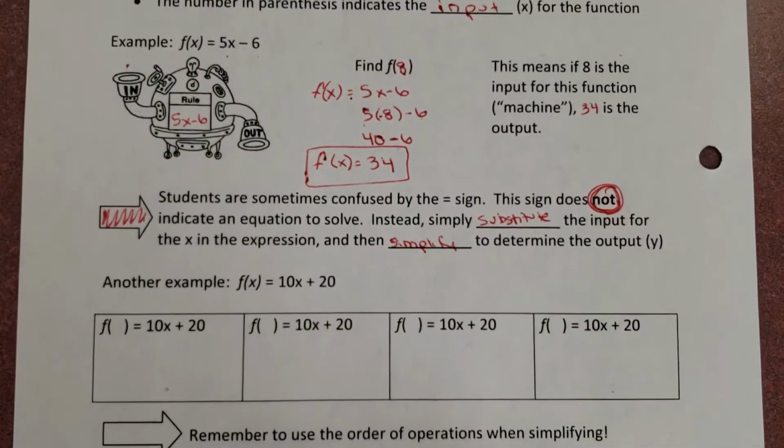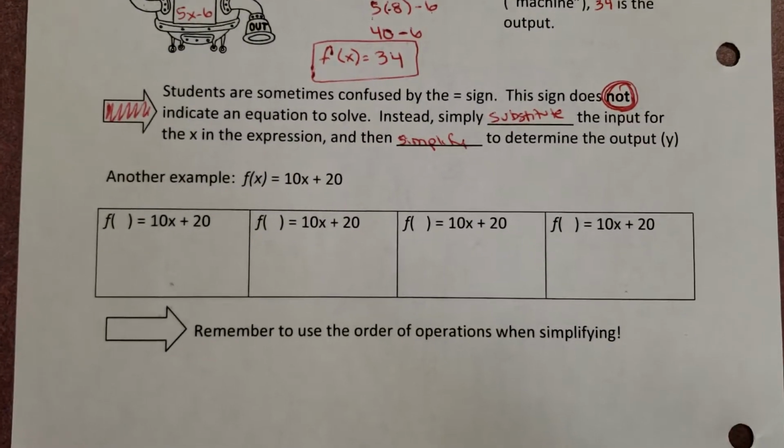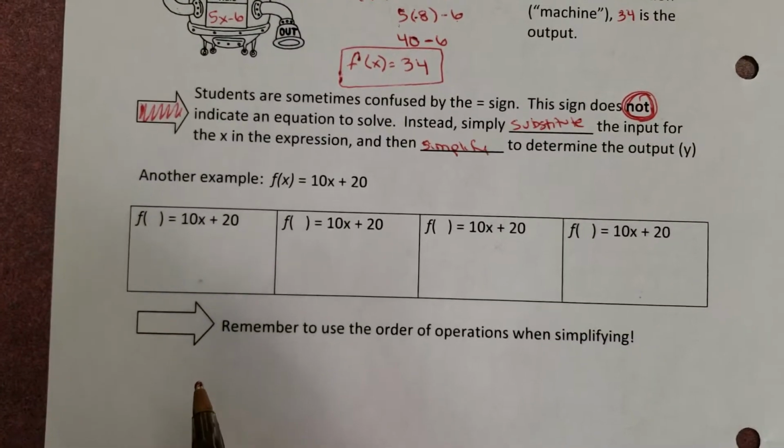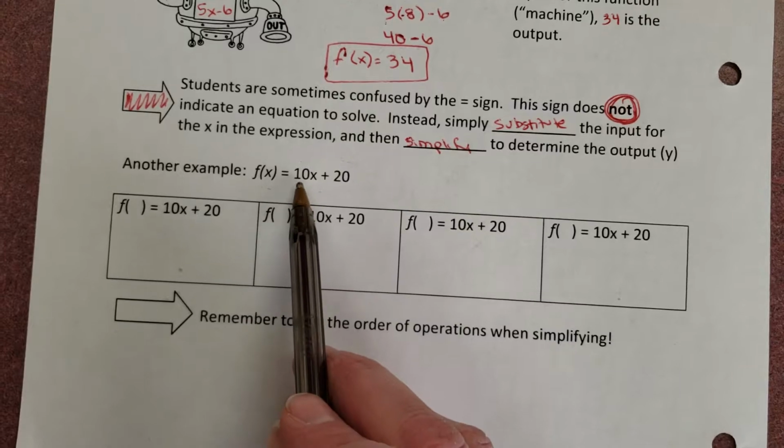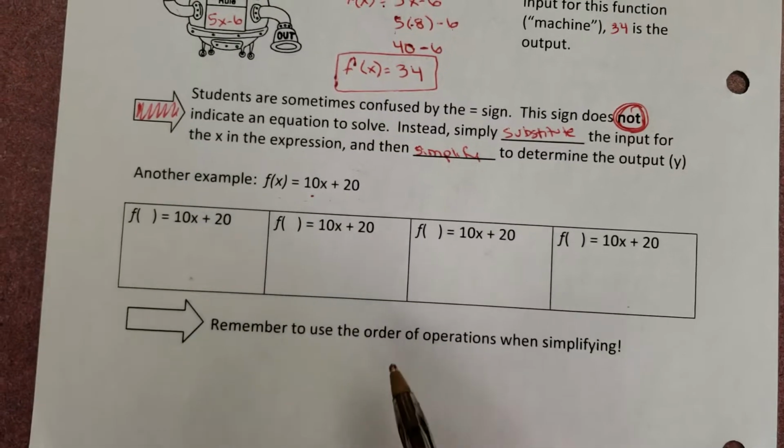Okay. So let's do an example like what you will see in your homework. Let's say this is the function that we're working with. This is the machine that we have. This machine multiplies a number by 10 and then adds 20 to it.